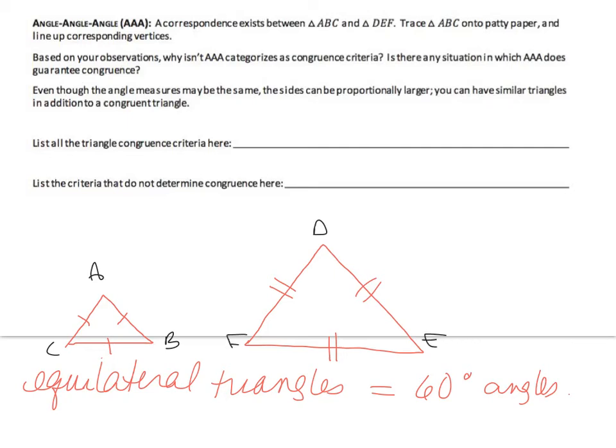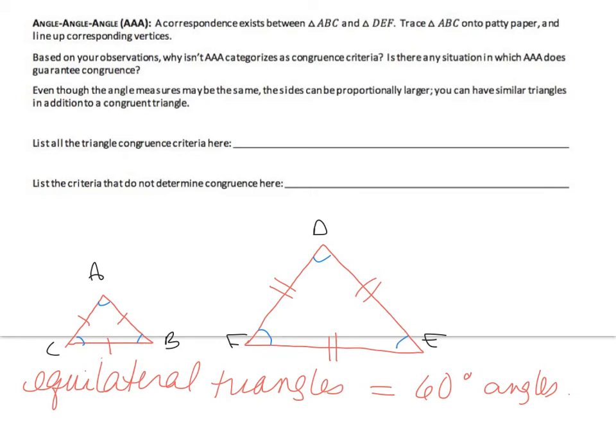Okay, if we were sitting in the classroom, we could take some patty paper or tracing paper and trace triangle ABC and line up corresponding vertices with DEF. Okay, I drew some down here. I've got ABC and DEF. I drew two equilateral triangles. Equilateral triangles, when you have three equal sides, you have three equal angles also. Equilateral makes an equiangular triangle. So we can say that these are all completely equal angles, but the triangles are very obviously not equal.